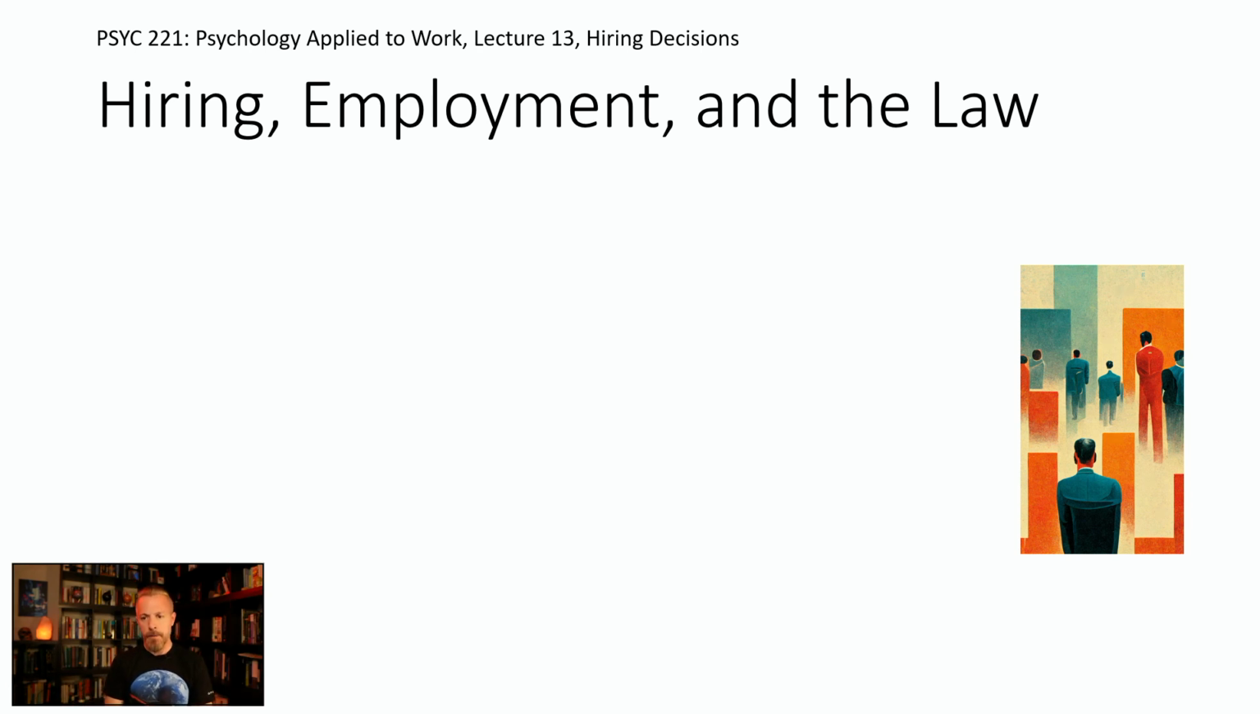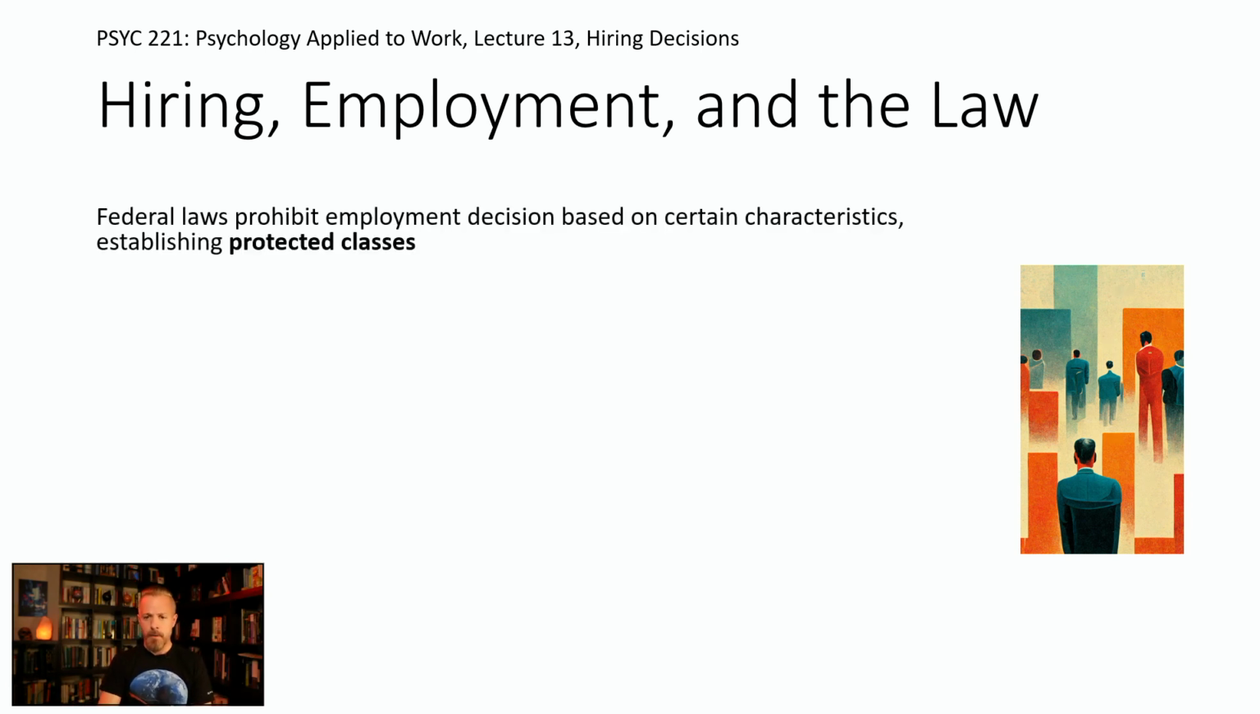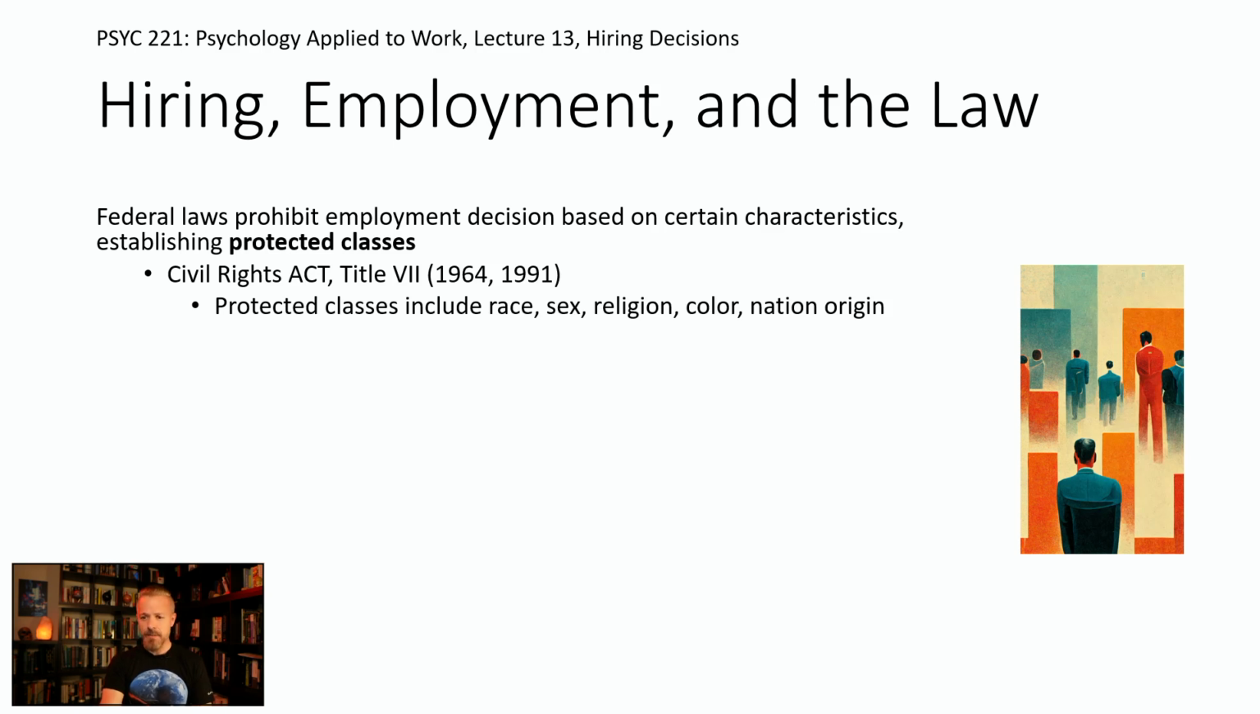All right. Let's get into hiring, employment, and law. Federal law prohibits making decisions about hiring people on certain characteristics, and those characteristics are called protected classes. And we're going to go through a few of the key federal acts. Those are the bills that were signed into law that are relevant here. And the first one is the Civil Rights Act and Title VII. And that was originally 1964 and then modified in 1991. And here, protected class is defined as race, sex, religion, color, and national origin.